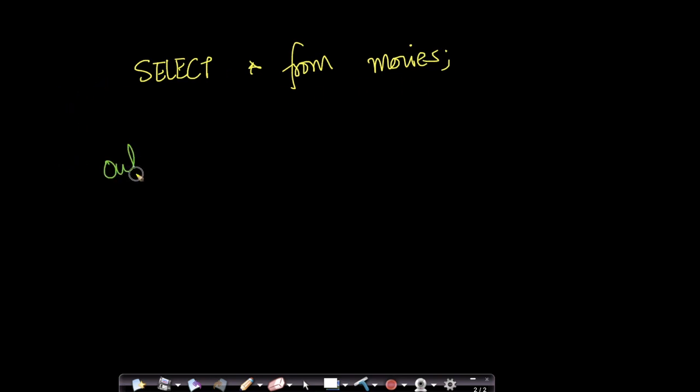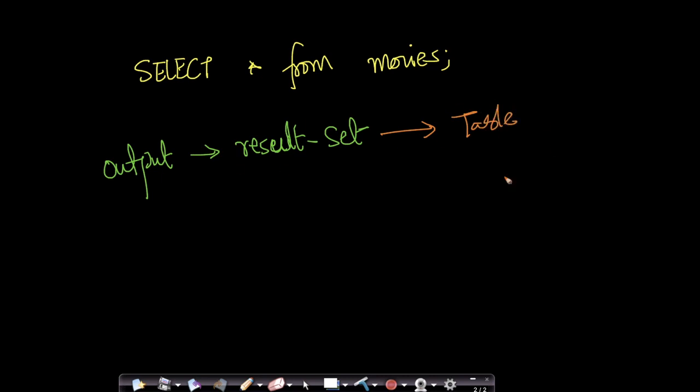And another thing is, whenever you run any SQL command, let's assume I run this, select star from movies. At the end of it, when you run this, it generates some output. That output it generates is called a result set. And what is a result set if you think about it? A result set is nothing but another table that it creates.